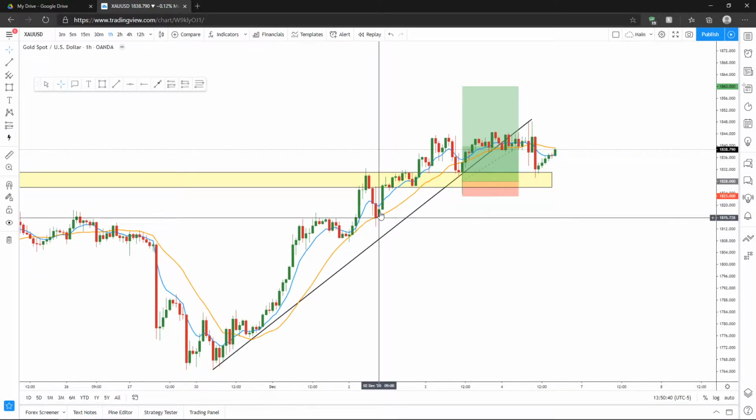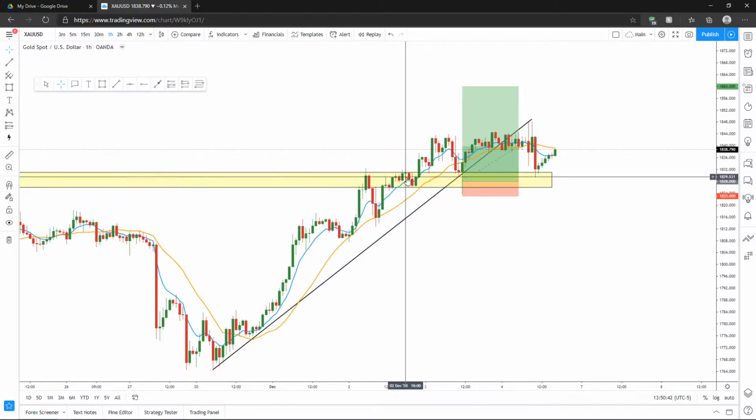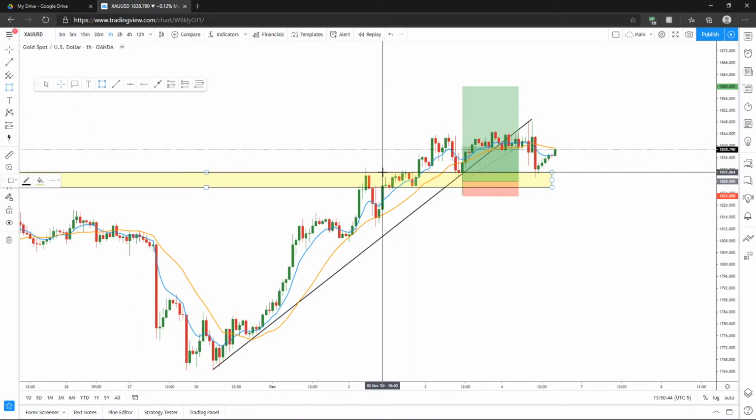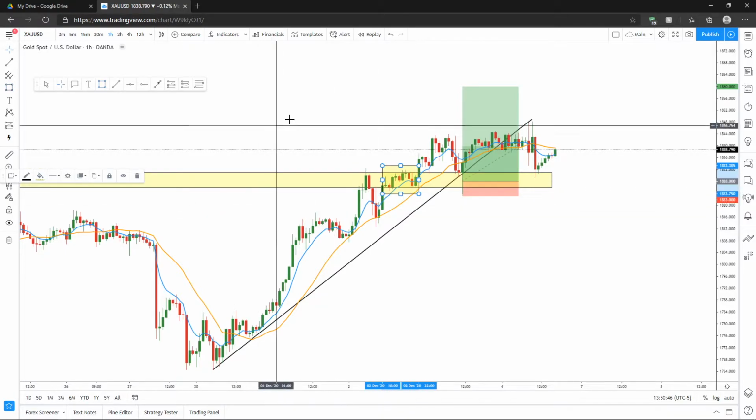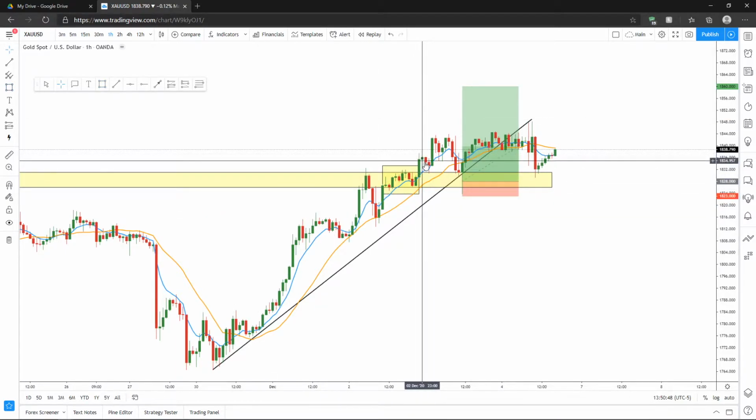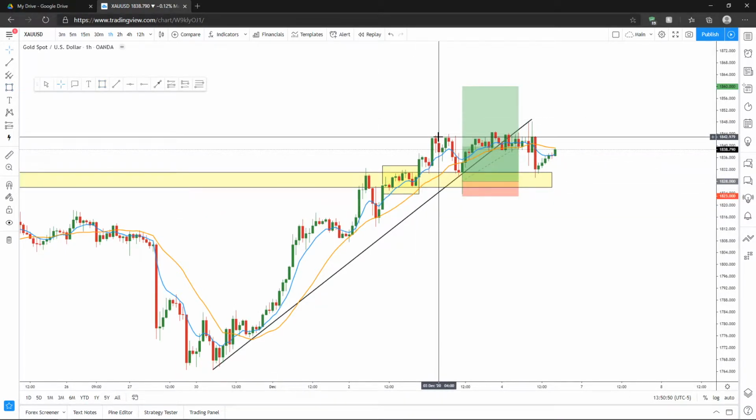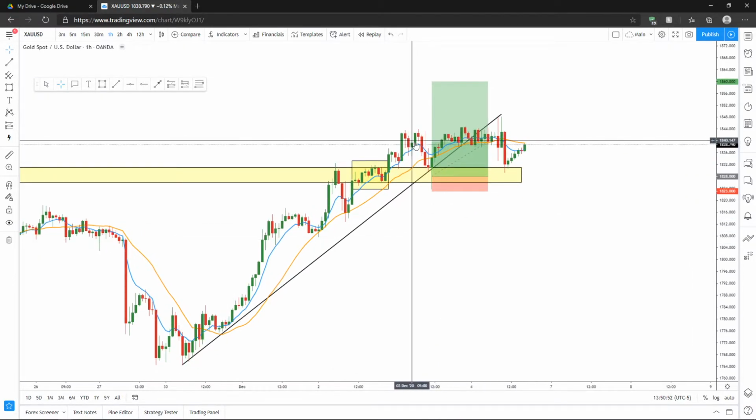So it touched twice, retested once more, had an area of consolidation. You could even add that this is a nice little market structure in itself. Market broke above, played a little bit above, peaking at 1842, 1843 before retesting once more.